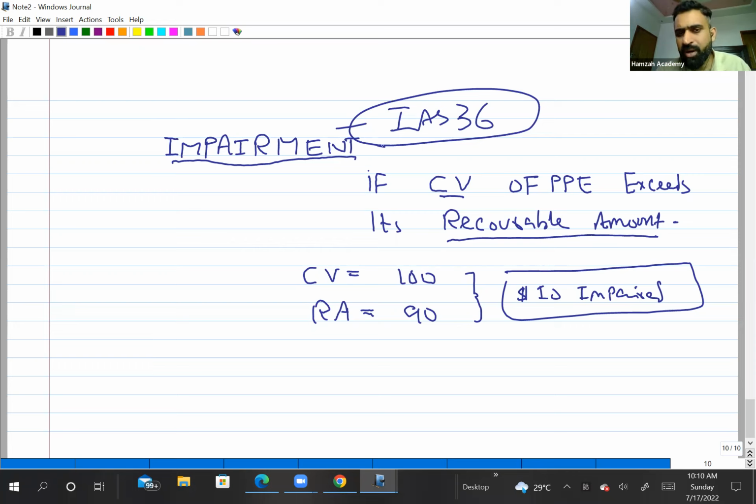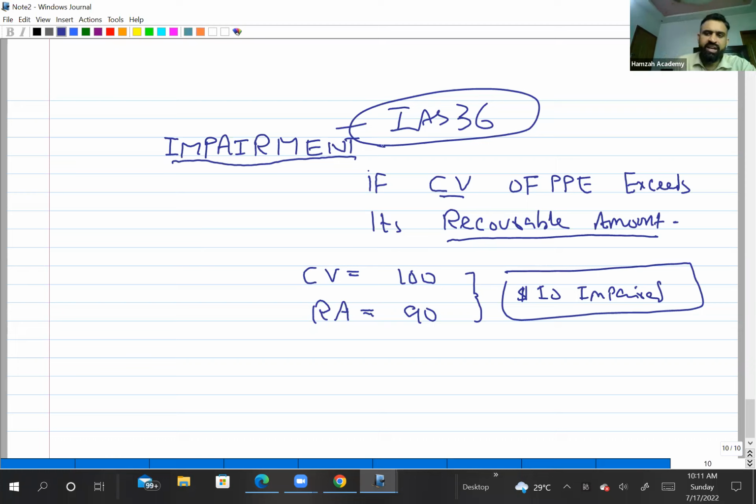So the recoverable amount is basically the maximum benefit which we can get from the asset. So if the benefit which I can get from the asset is $90 and I am carrying that asset at $100, then that means I am going against prudence. That means the asset has been overstated. So I have to impair the asset.